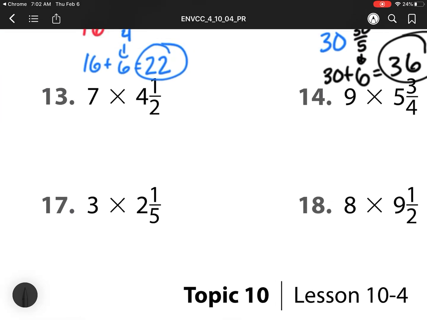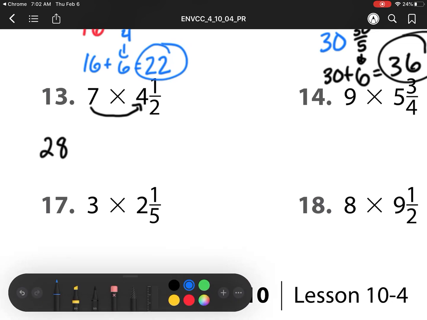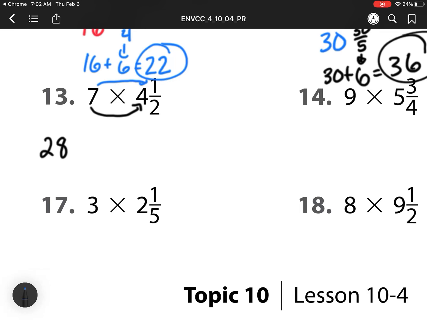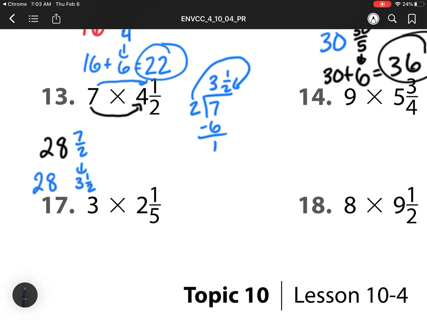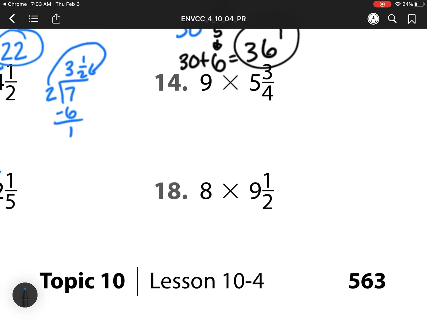Heading off to number 13. Again, remember, always multiply those whole numbers. 7 times 4 is 28, and then multiply the whole number by the fraction. 7 times a half is 7 halves. If I have 7 pieces, how many wholes can I make? Well, 7 divided by 2 goes in 3 times. I have 1 piece left over, and then my denominator is whatever I was dividing by, because that's how many I need to make a whole, so it becomes 3 1/2. So I have 28 plus 3 1/2 is 31 1/2.